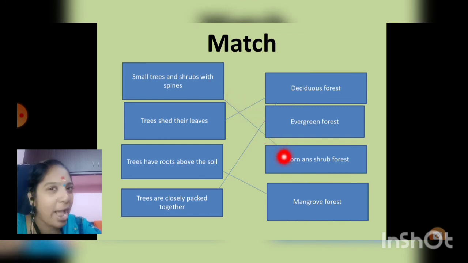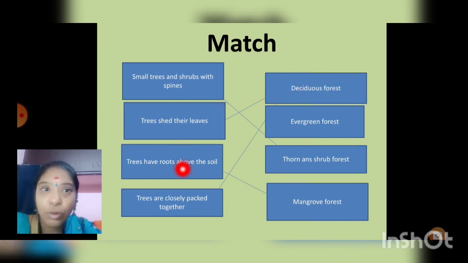Yes, I can hear you answering. You all know very well about the thorn forest. So the small trees and the shrubs are found only in the thorn forest. Good answer, rocking. Now next we will go for the trees that shed their leaves. In some seasons we can see the trees shed their leaves. In deciduous forest, the trees shed their leaves. Yes, it's right.